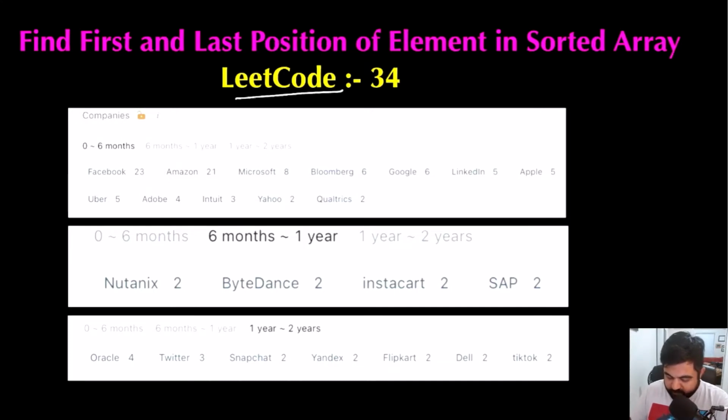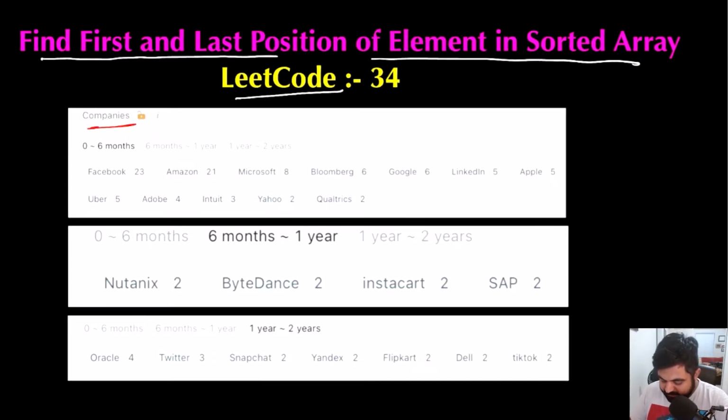So today we are going to solve another very popular LeetCode problem, which is Find First and Last Position of Element in Sorted Array. If we look at some of the popular companies where this question has been asked, there are companies like Facebook, Amazon, Microsoft, Bloomberg, Google, LinkedIn, Apple, Uber, Instacart, Twitter, and TikTok. So that's why I am paying my utmost attention making this video. I hope you also find it informative.